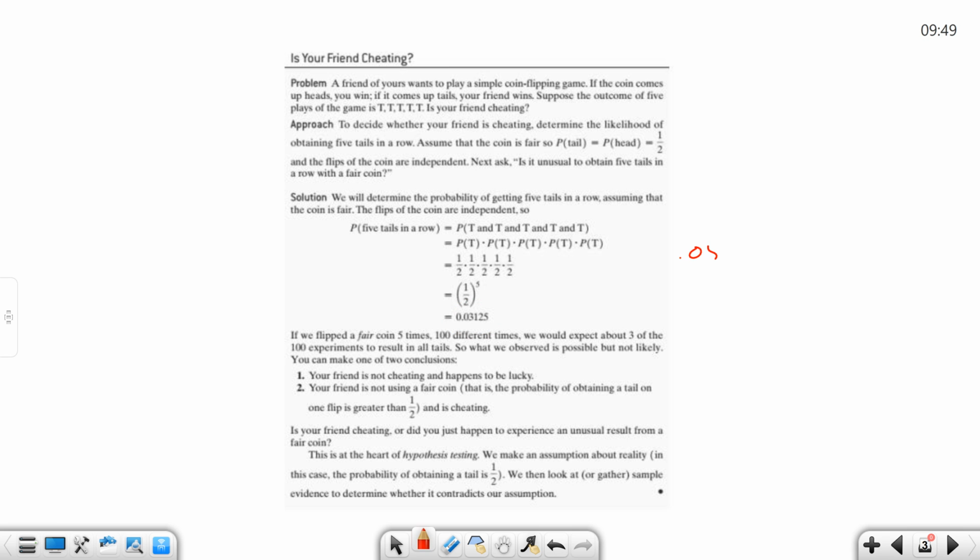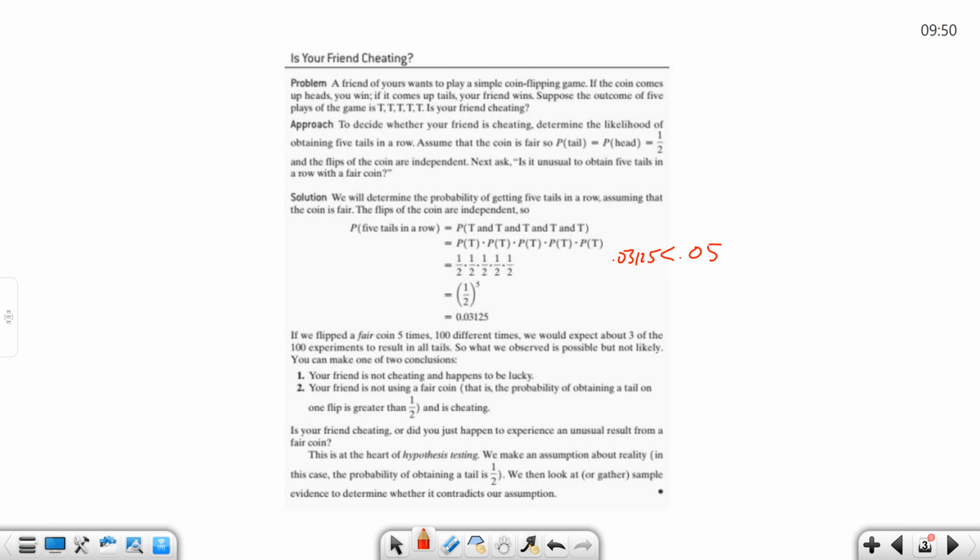And remember, 0.05, right? So 0.03125 was less than 0.05, and 0.05 was sort of our understood unusual level. That's our understood unusual level. So here, if we flipped a fair coin 5 times, 100 different times, we would expect about 3 of them to fall into this category of 5 tails in a row. 3 out of 100 tries.